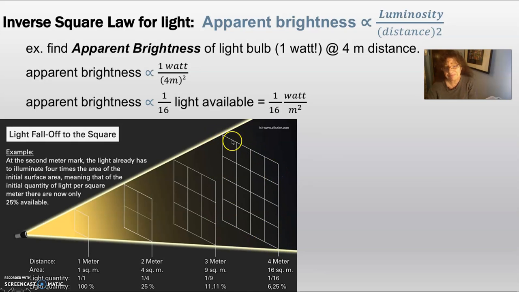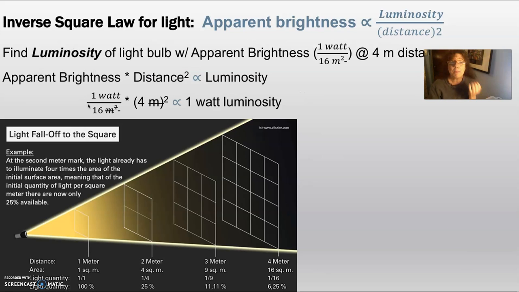4 meters away, a square, 16 meters squared, you're not going to get 1 watt per meter squared as you do here. You're going to get 1 watt per 16 meters squared for the apparent brightness that I perceive for that light source that's quite a ways away. Now, I usually have that in a catalog, or I can make a measure on my own eye of the apparent brightness.